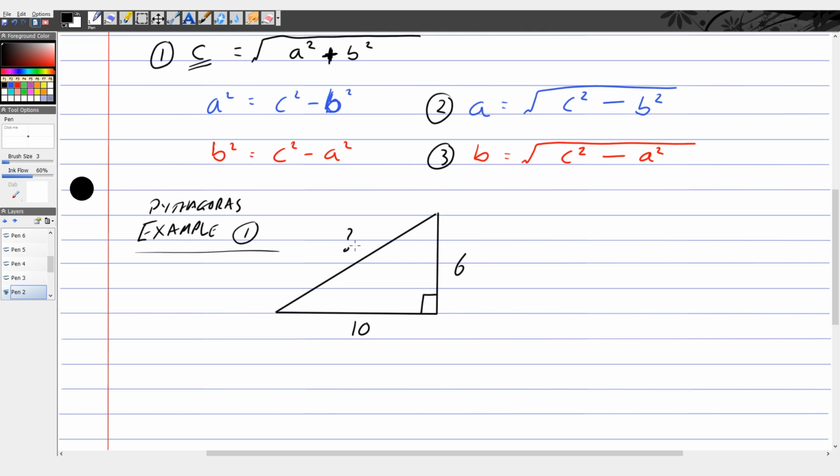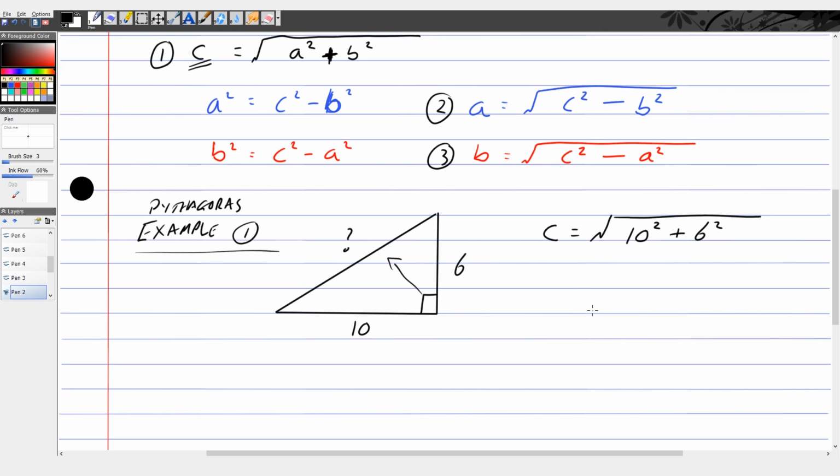And how do we know it's the hypotenuse? Well, because it's facing the right angle. And the hypotenuse, or the longest side, always faces the right angle. So because we're finding the largest side, we're going to use this equation 1 up here. So the length of the hypotenuse is equal to the square root of the other two sides squared and then added together. So it's going to be the square root of 10 squared added to 6 squared.